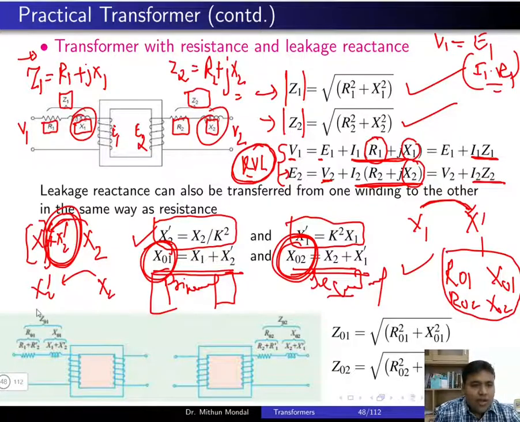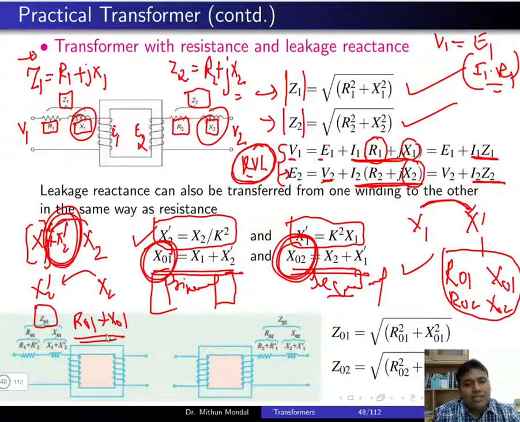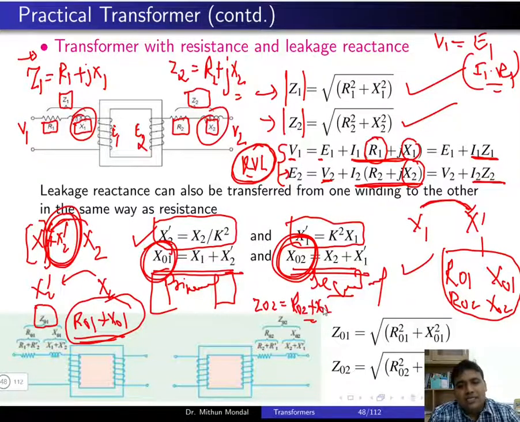So Z01, the total impedance on the primary side, is due to the combination of R01 plus X01, which we can easily find knowing the values of the resistance on the primary side and the secondary side. All the quantities are referred to the primary side of the transformer. If we are working on the secondary side, then Z02, the total impedance on the secondary side, will be R02 plus X02. All of this is referred to the secondary side of the transformer.